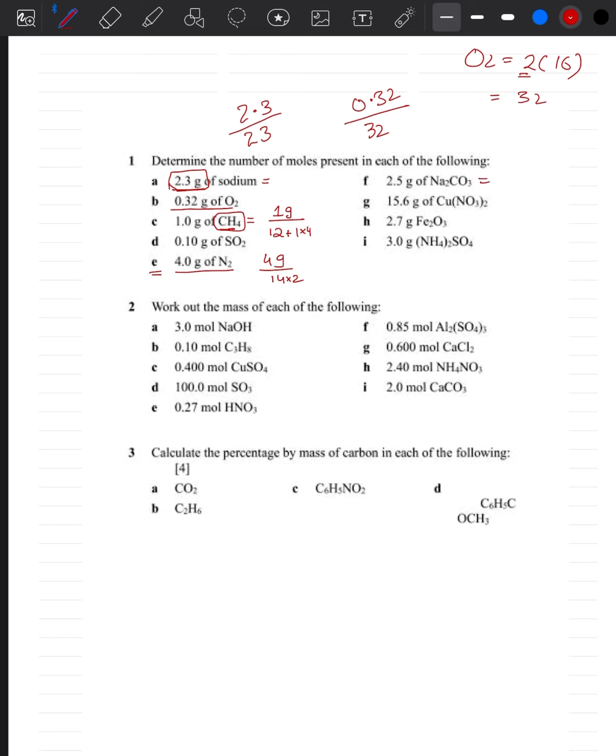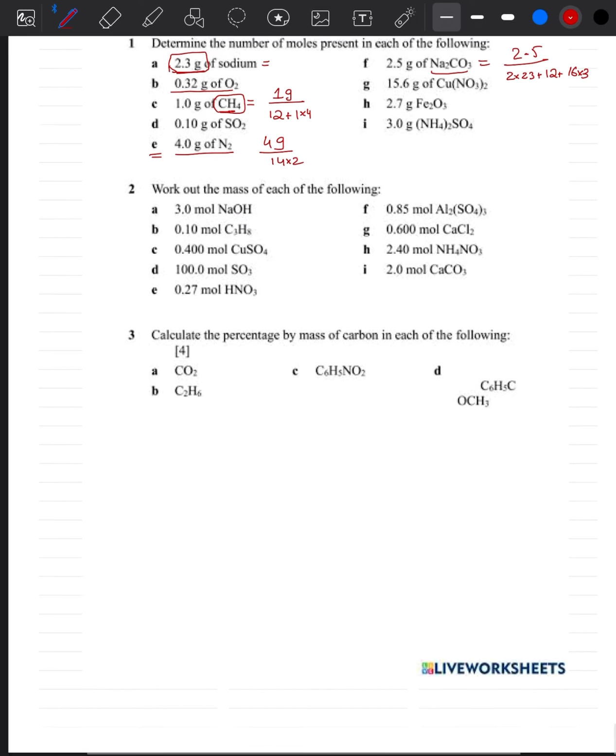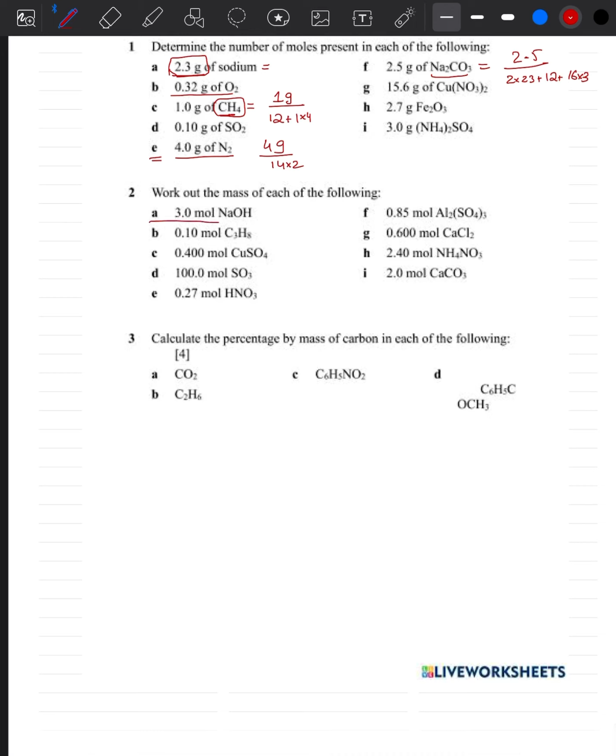Let's say we are going to solve part F. The given mass is 2.5. How can we find the molar mass of sodium carbonate? Now we have 2 sodium. The atomic mass of sodium is 23. That's why I multiply 2 into 23, plus we have 1 carbon. The mass of carbon is 12 and the mass of oxygen is 16, but now we have 3 oxygen, so we multiply with 3.